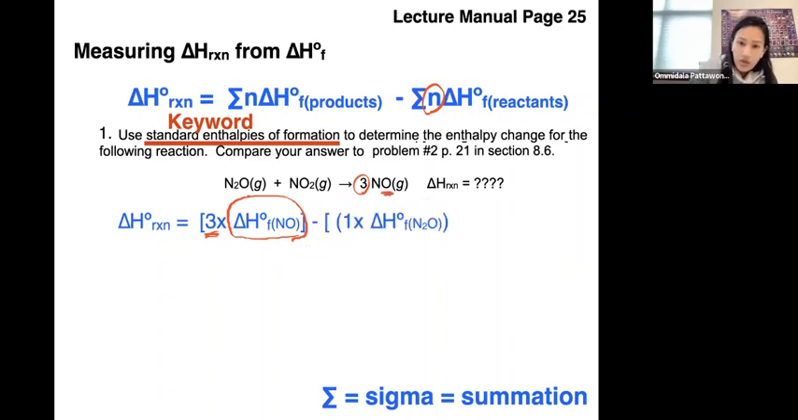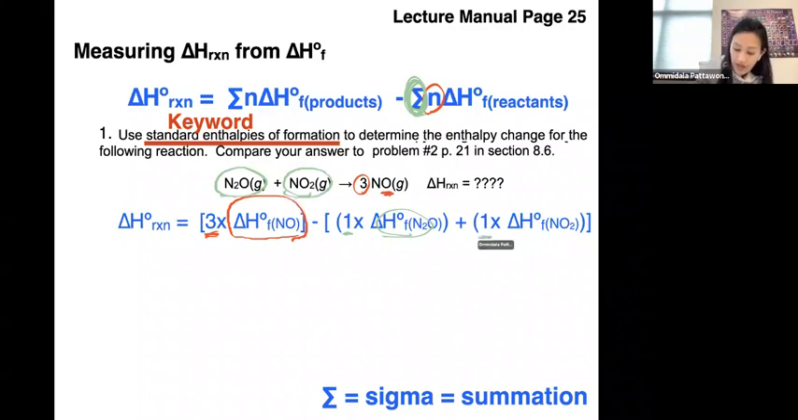Then after that, you are going to minus the reactants. The reactant contains N2O, so the coefficient of this is 1. That's why we look at this value and multiply by 1. And then you add, because this is the summation, to another species, which is NO2. In this case, the coefficient of NO2 is also 1.